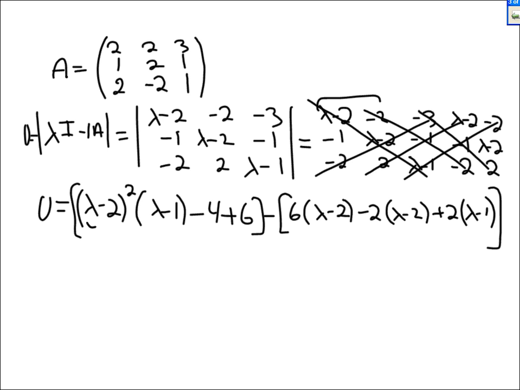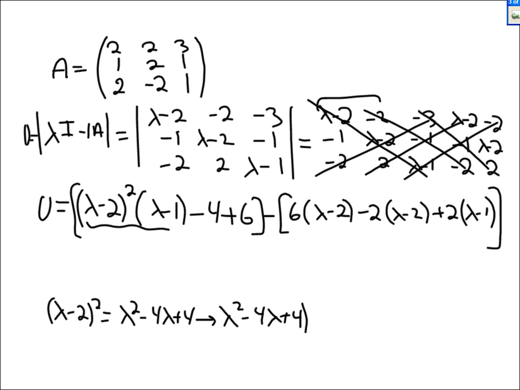So let's do this multiplication on the bottom. Lambda minus 2 squared gives you lambda squared minus 4 lambda plus 4. And if I take that result and multiply it by lambda minus 1, first I'll multiply everything in here by lambda. What I'll get is lambda cubed minus 4 lambda squared plus 4 lambda.